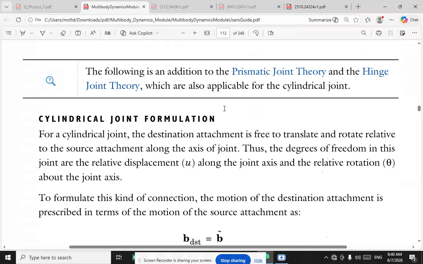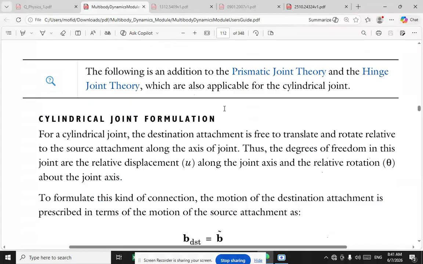The following is an addition to the prismatic joint theory and hinge joint theory, which are also applicable for the cylindrical joint. Cylindrical joint formulation. For a cylindrical joint, the destination attachment is free to translate and rotate relative to the source attachment along the axis of the joint. Thus, the degrees of freedom in this joint are the relative displacement u along the joint axis and the relative rotation theta about the joint axis.